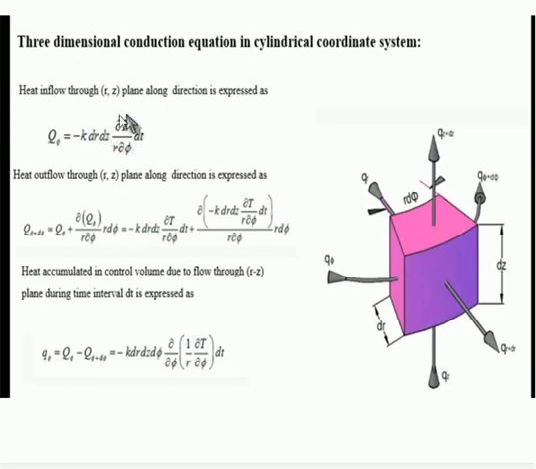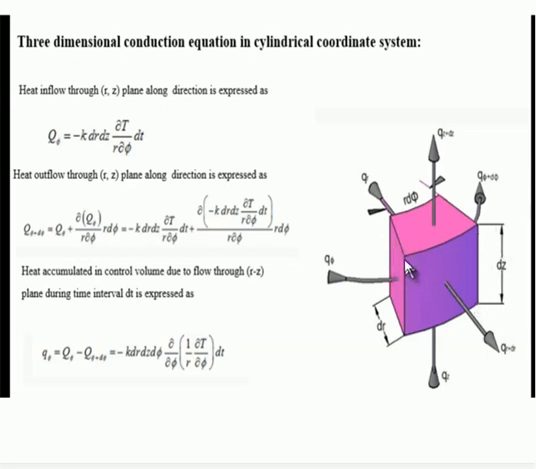So this is the heat inflow through the r z plane, along the direction expressed as Q phi equal to minus k into the area, length into breadth. The length is dr, and the breadth is dz. This side is the same.